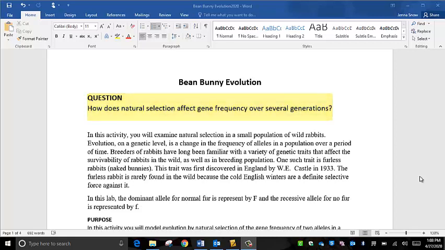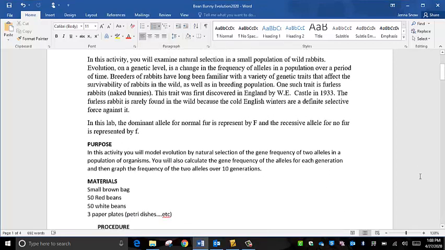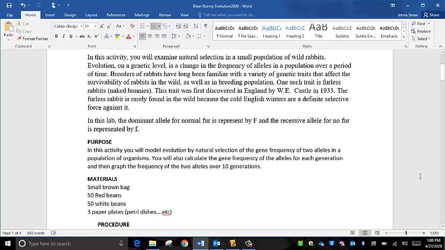And the gene frequency, what we're really going to be looking at is the number of alleles within a population, okay? So in this activity, you're going to examine natural selection in a small population of wild rabbits. So evolution on a genetic level is a change in the frequency of alleles, or how many alleles there are, in a population over a period of time.